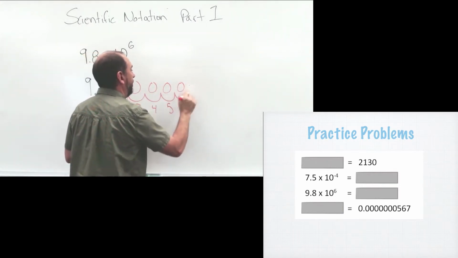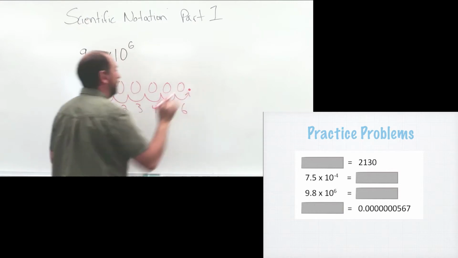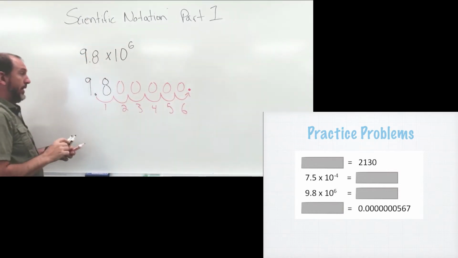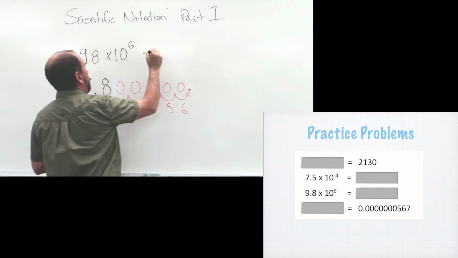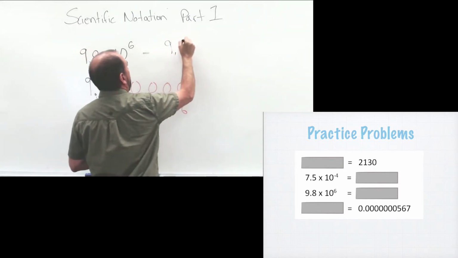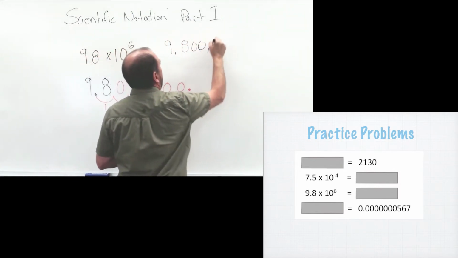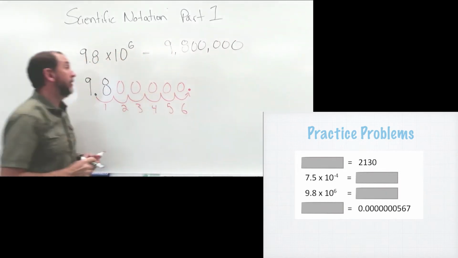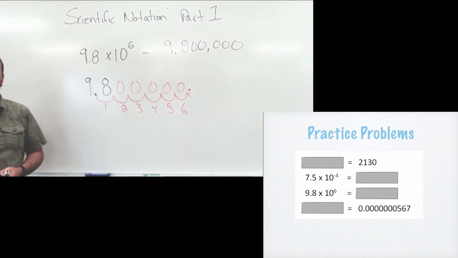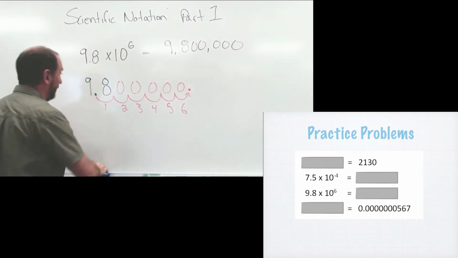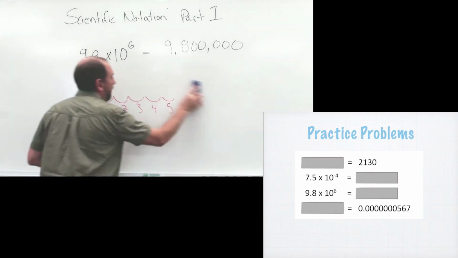Sorry, I was a little high. So my final answer will be 9,800,000 or 9.8 million, just like in that first slide example that we had. All right, last one.